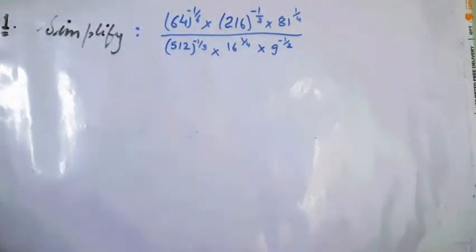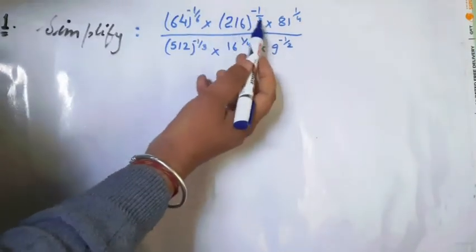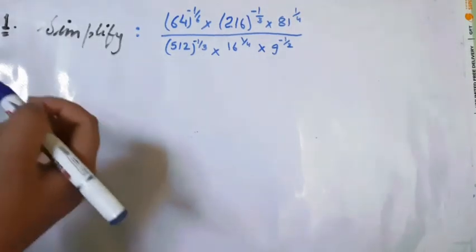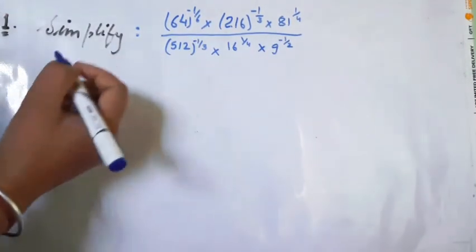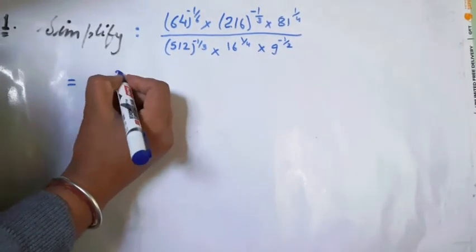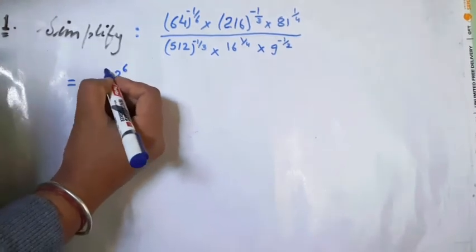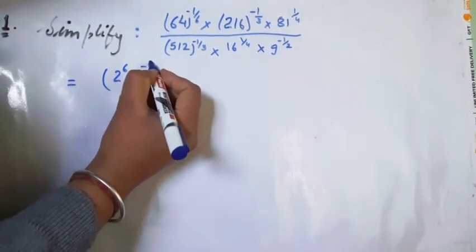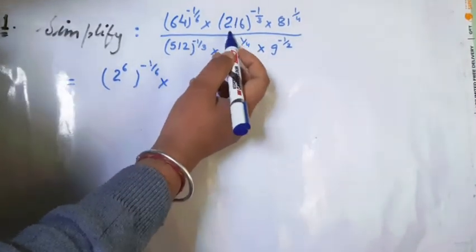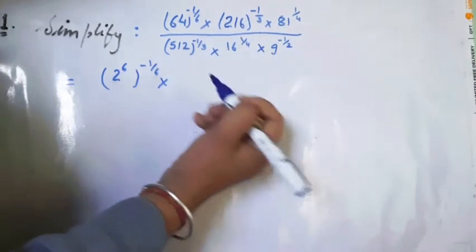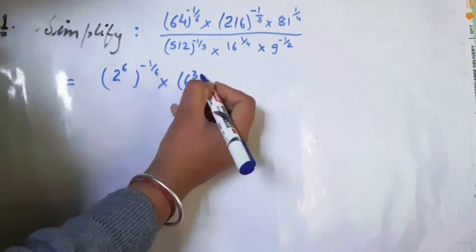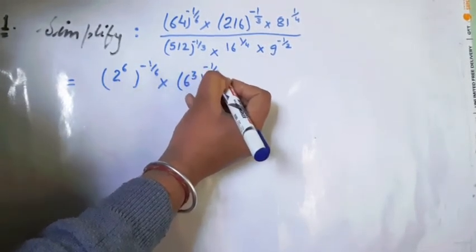So first of all, you can see that the power of each number is a rational number. So what we need to do first of all is remove these powers. How can we remove them? Let us see. 64 can be written as 2 raised to power 6 and its whole power is minus 1 upon 6. It is as it is. Multiply by 216. You can factorize and check. It can be written as 6 raised to power 3 whole raised to power minus 1 upon 3.